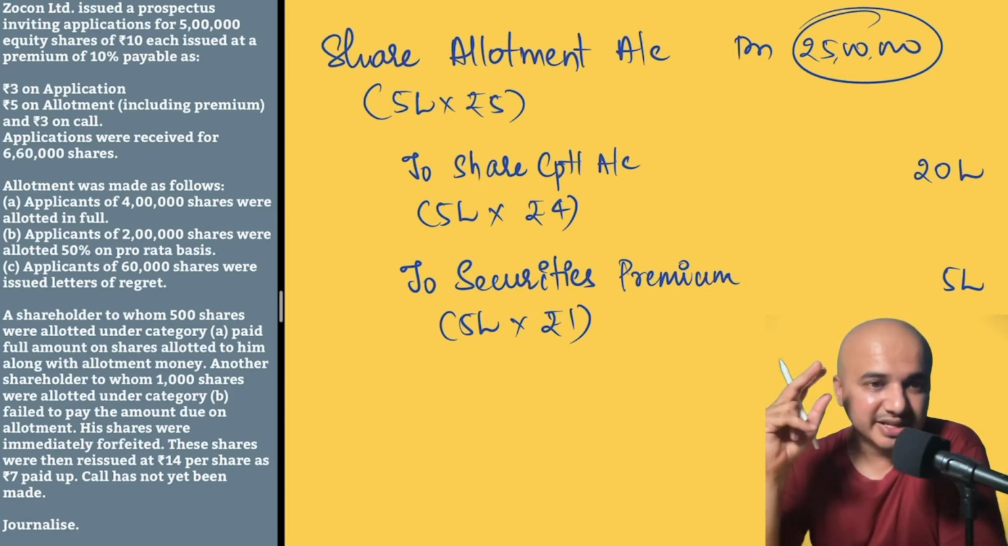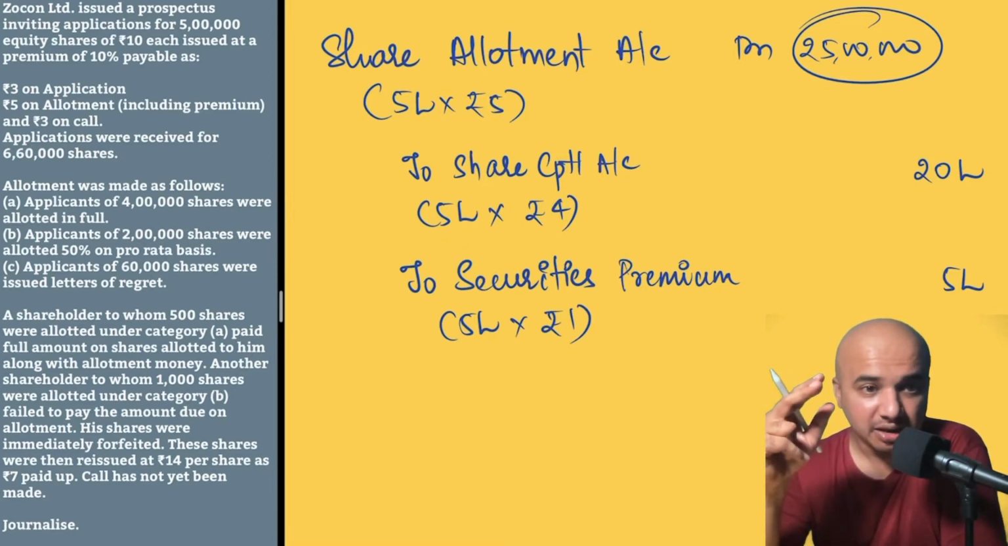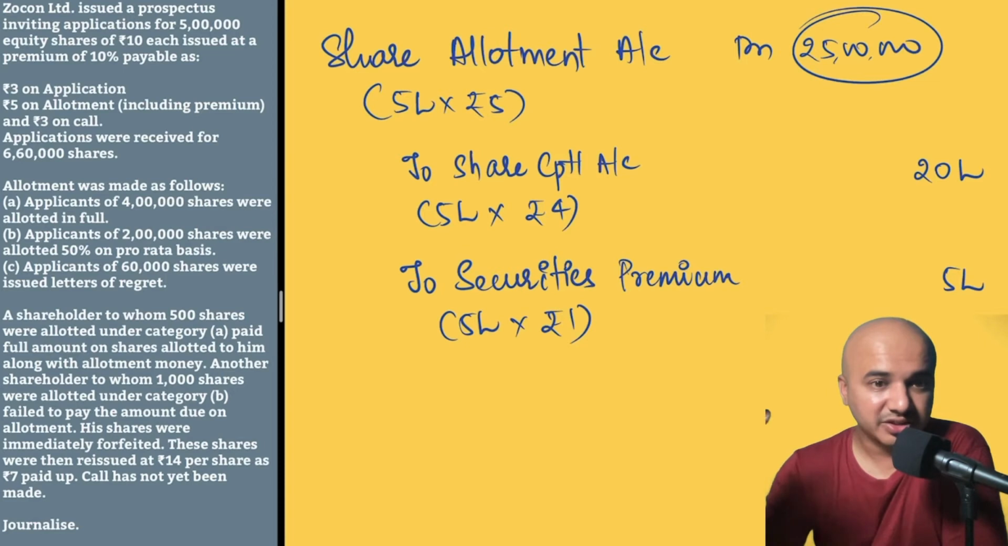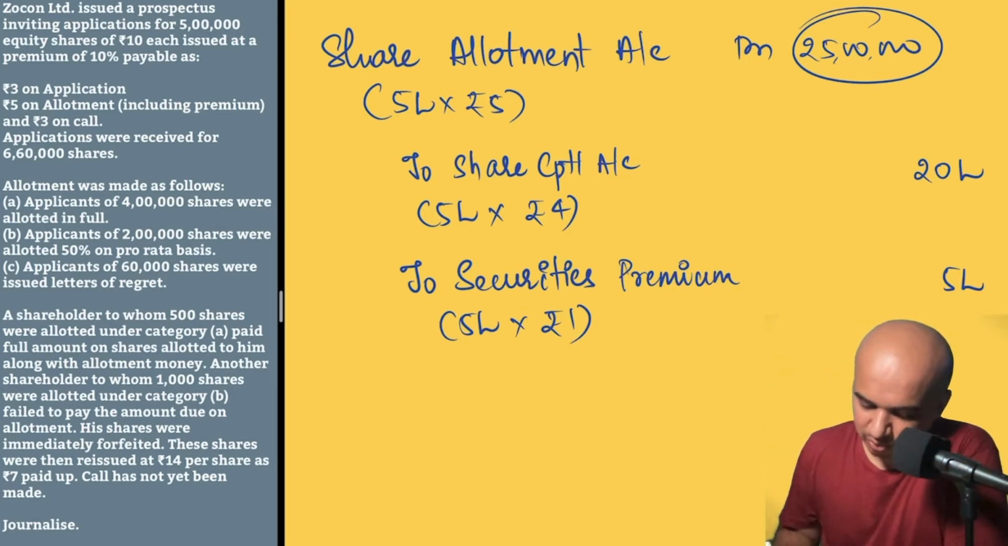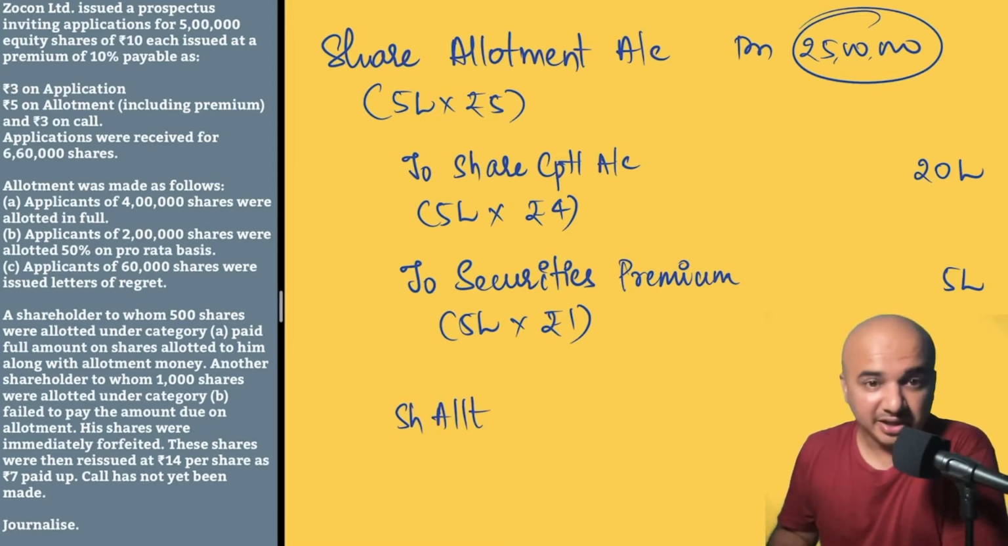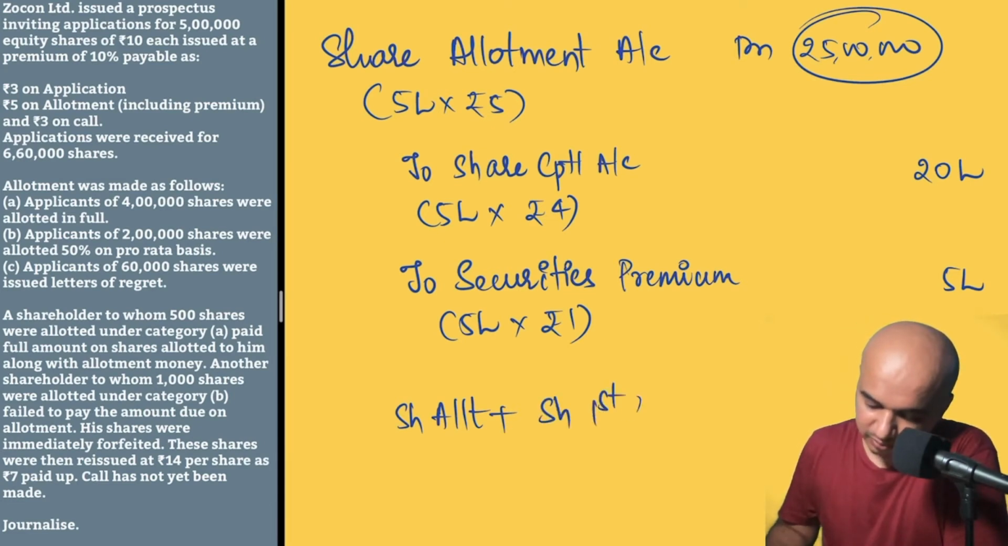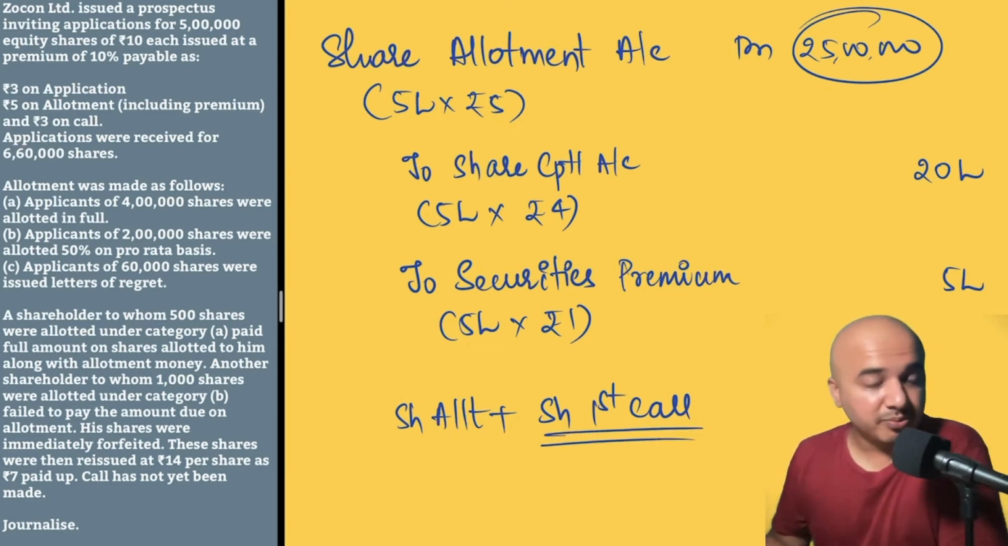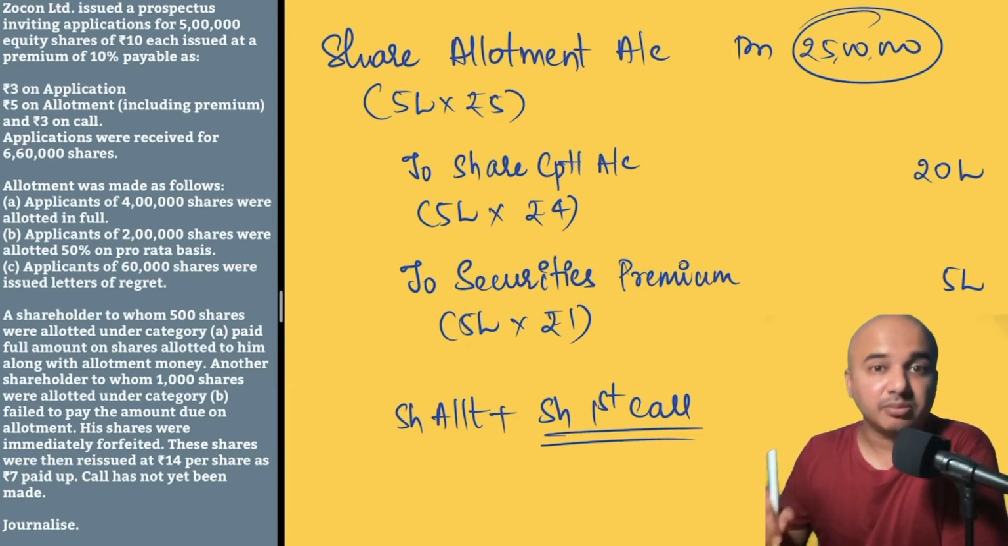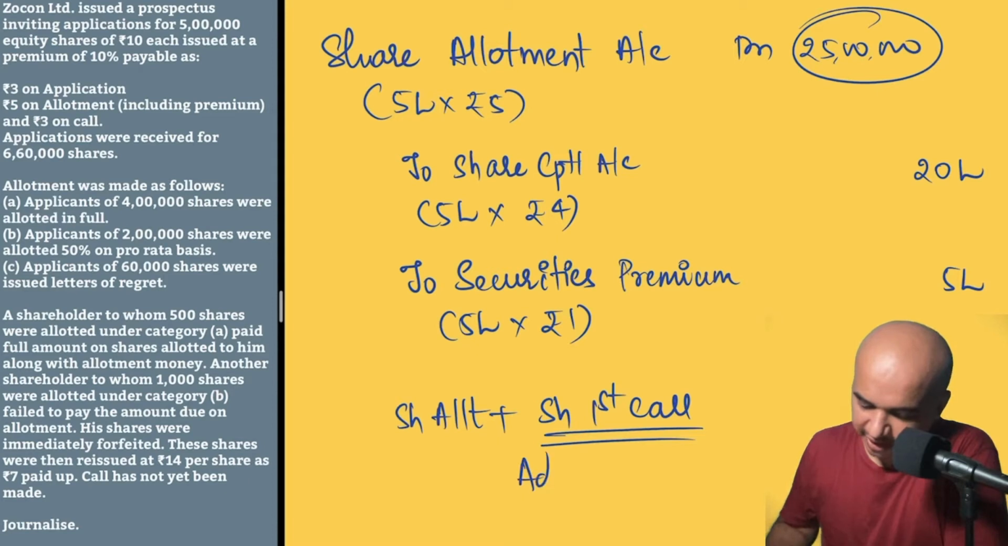So the adjustment says a shareholder to whom 500 shares were allotted under category A paid full amount on shares allotted to him along with the allotment money. That means someone who was supposed to pay only the share allotment money not only paid share allotment money, but also paid share first call. So even before this particular call has become due, he has made the payment for that particular call. That means this is nothing but advance money which he has paid.